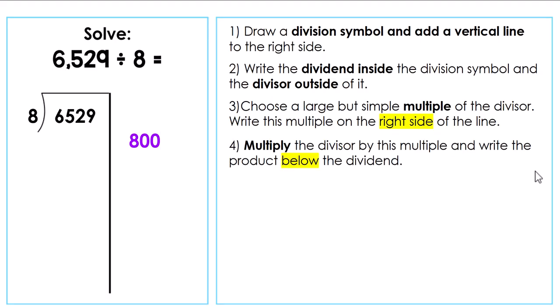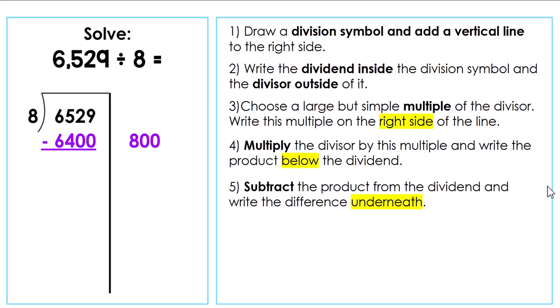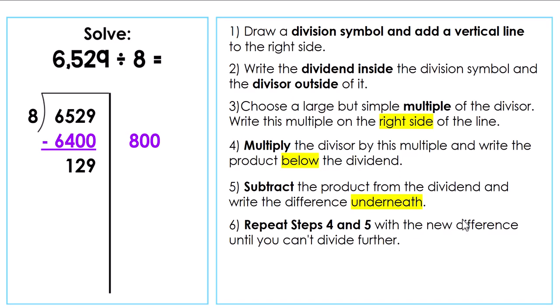So you multiply the divisor by this multiple and write the product below the dividend. So you can see that 8 times 8 is 64, but 8 times 800 is 6,400. Then you would subtract the product from the dividend and write the difference underneath to get 129. Now we can look at this fact and see, what could I multiply to get something close to 129? You're going to subtract these products from the dividend and write the difference underneath, and you're going to repeat steps 4 and 5 with a new difference until you can't divide any more out of your 8.